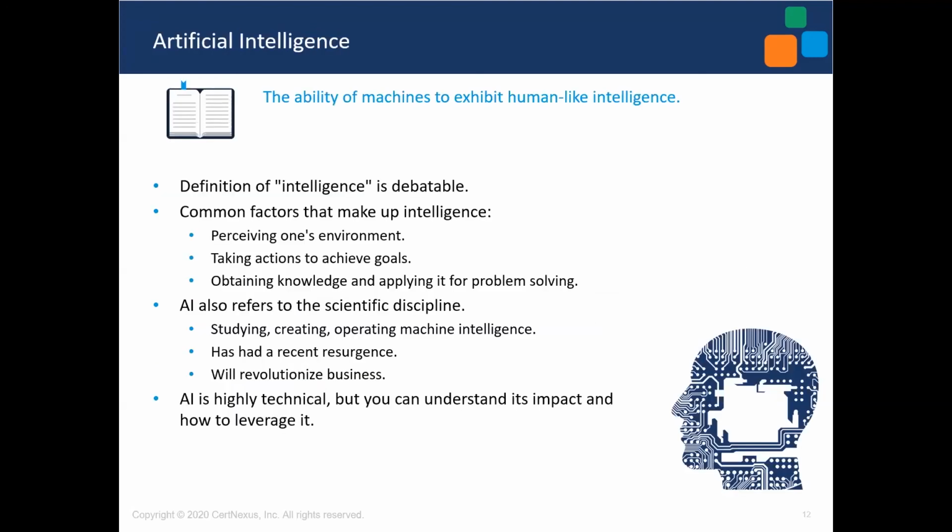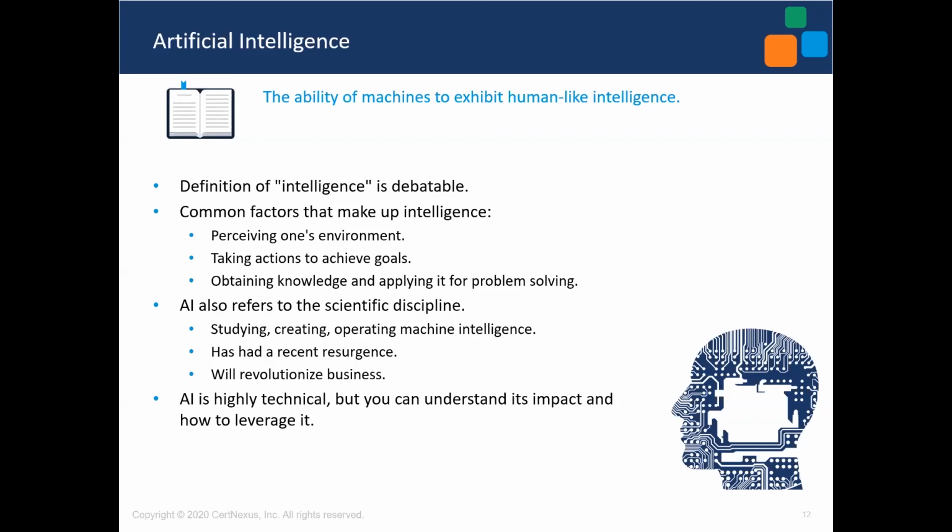So what is artificial intelligence? Really, the definition of intelligence is debatable, right? A computer does not have intelligence. Humans and other animals have intelligence. A computer doesn't really perceive its own environment. We program it to do certain things that mimic that ability, but it doesn't know how to do that yet. It doesn't have the ability to independently obtain knowledge and apply it for problem solving. Again, we're essentially providing its power to do so.